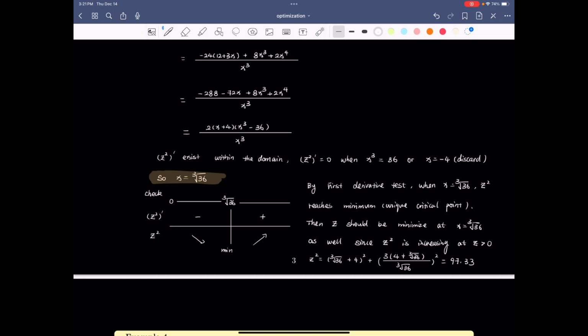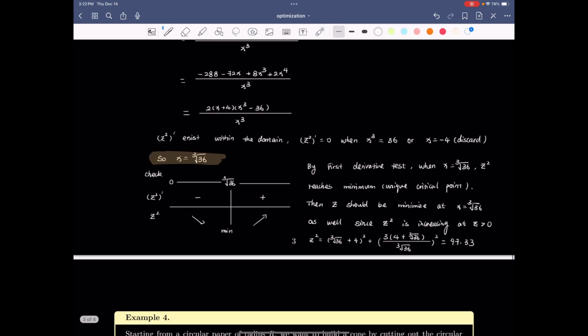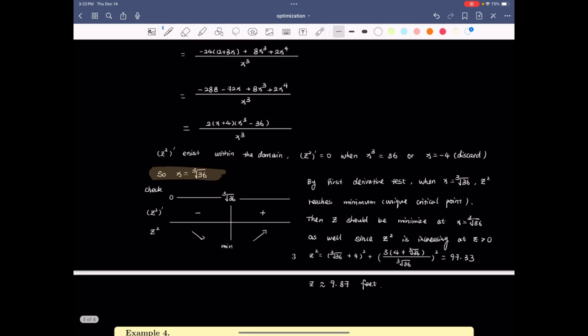Of course, you will not be given numbers this ugly for your test or exam because you're not a log calculator. But here I didn't try to find a perfect number for you. So take the square root of that, and that is going to be around 9.87 feet. Okay, and that's this question.